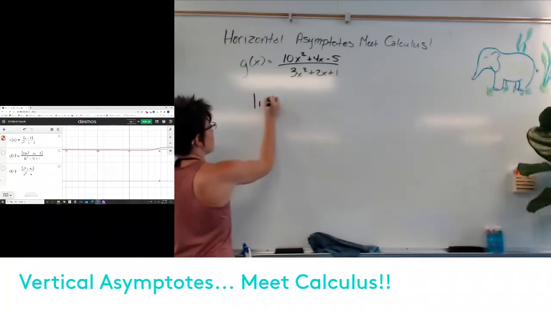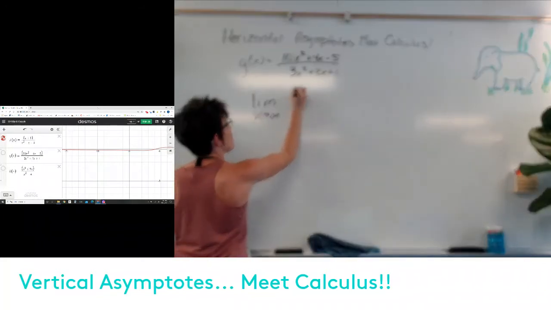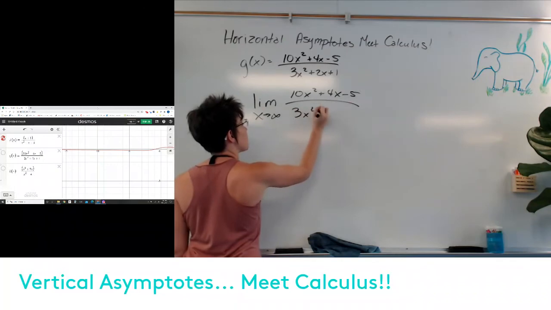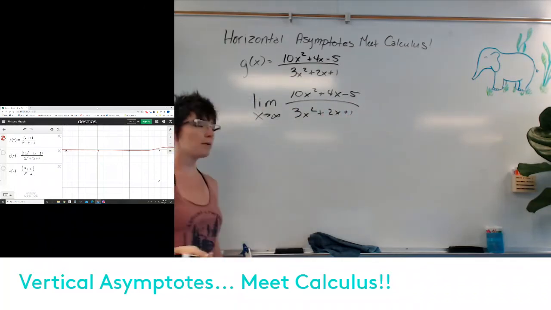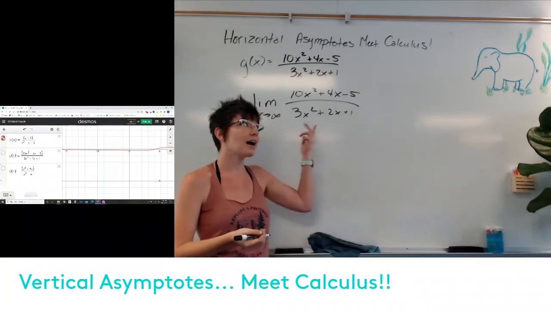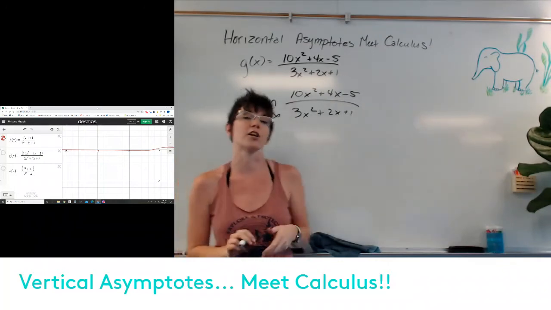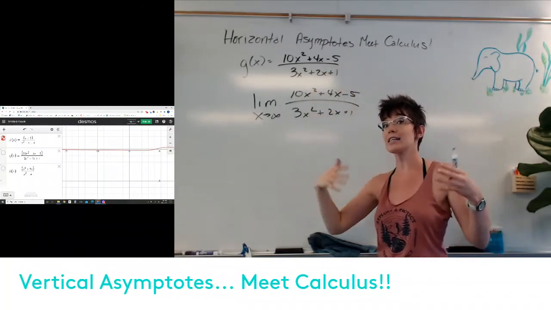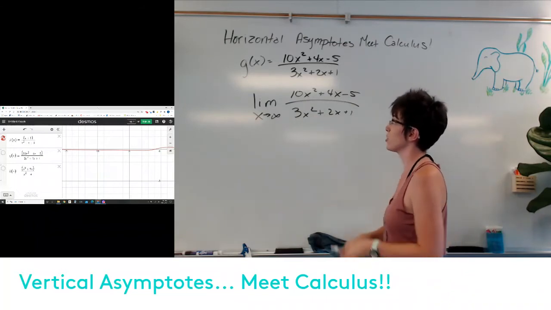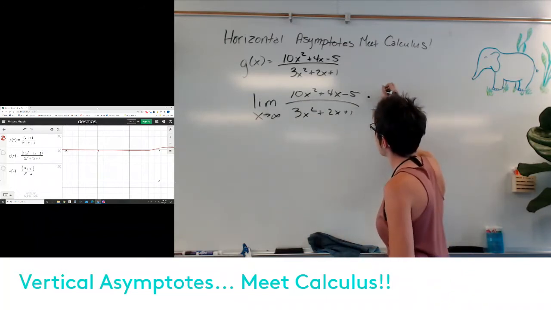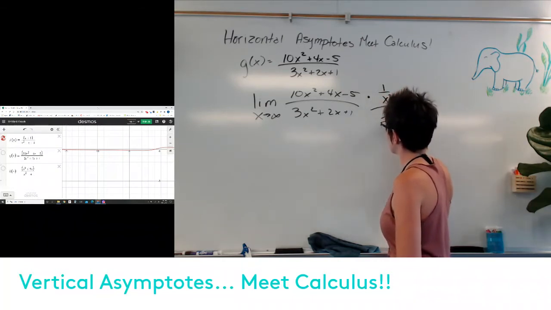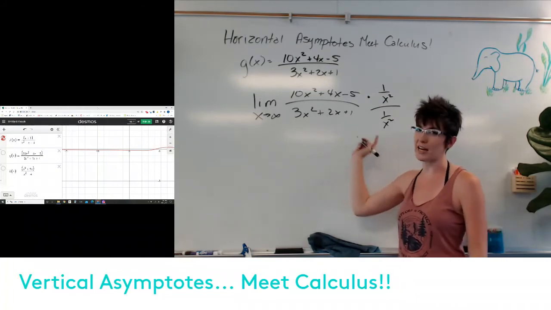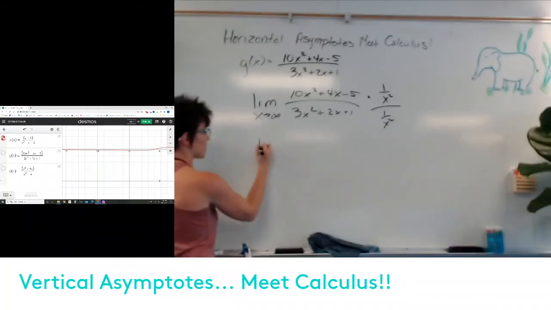So if I take the limit as x approaches infinity of 10x squared plus 4x minus 5 all over 3x squared plus 2x plus 1. Remember that my technique is to divide by the highest power in the whole rational function. So I'm looking at all the terms on the top and the bottom. What's the highest power that I encounter? And in this case, it's just 2. So I'm essentially going to multiply by 1 over x squared all over 1 over x squared, and that winds up being the same as dividing by x squared. Every term gets divided by x squared.